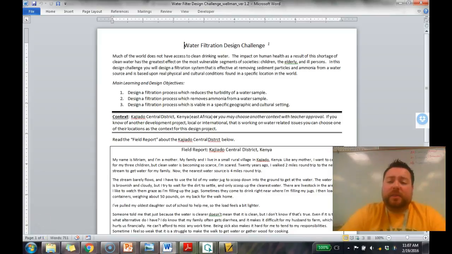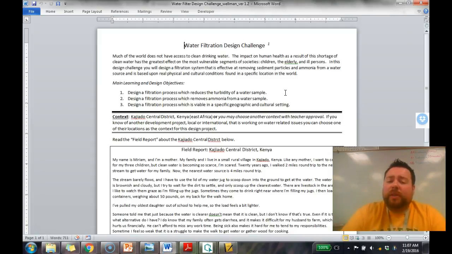But I'm asking you to do three things. Design a filtration process which reduces the turbidity of a water sample. So you're trying to remove those pieces that are in the water. A lot of times there's clay or mud or something that is in the water. It's a very, very common problem.